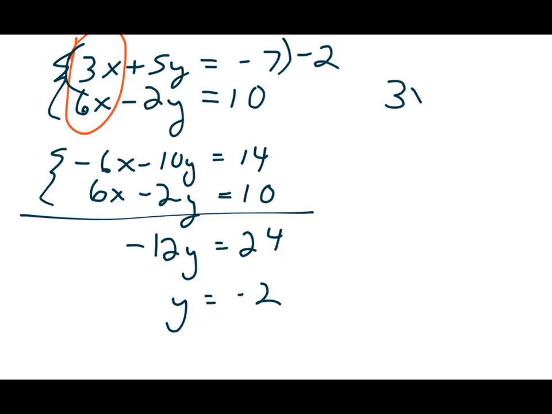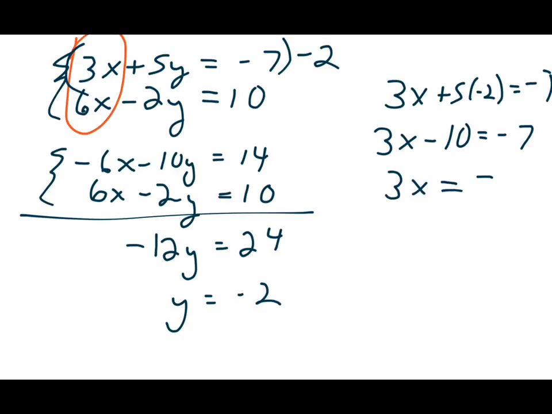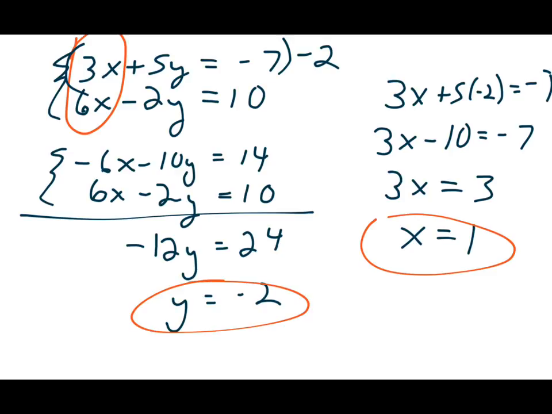Substitute it into one of the equations. 3x plus 5 times -2 equals -7. That's going to be 3x minus 10 equals -7. Add 10 to both sides. 3x equals 3. X equals 1. There's our new solution. Okay? And now, that one I had to multiply just one equation. I could have to multiply both equations.